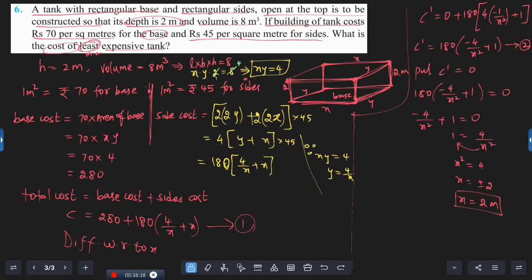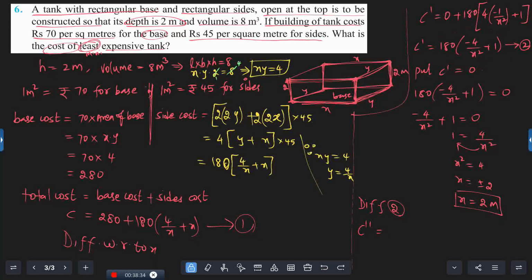Now we have to find the least expensive cost of the tank. Least means minimum, so you need the double derivative. So differentiate again. So C double dash is equal to, this one you have to differentiate.